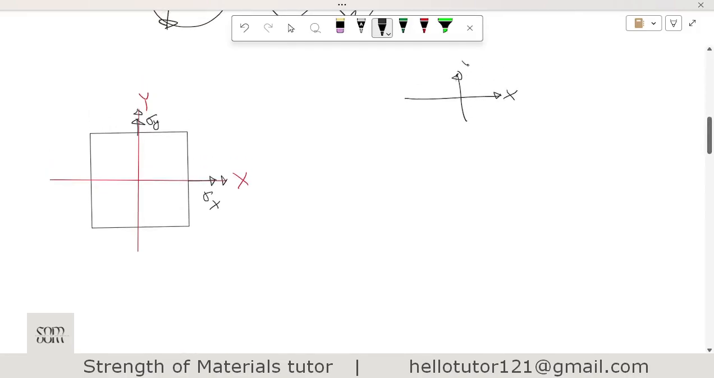This is x, this is y. On the bright side, if an arrow has the same direction as these, on that side it is positive. For example in this case, because it is on the bright, positive side, they have the same direction, so this force is positive here. But the same force if I draw it here, on this side, here it is negative because they are opposite.